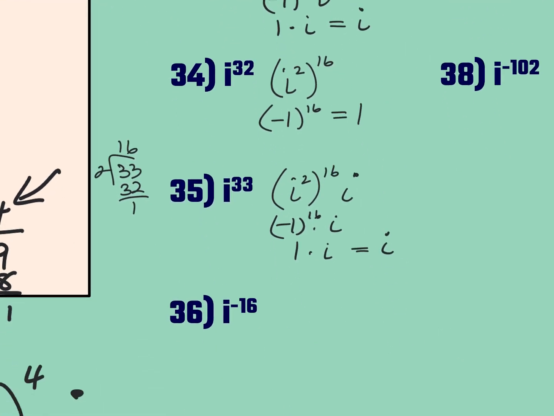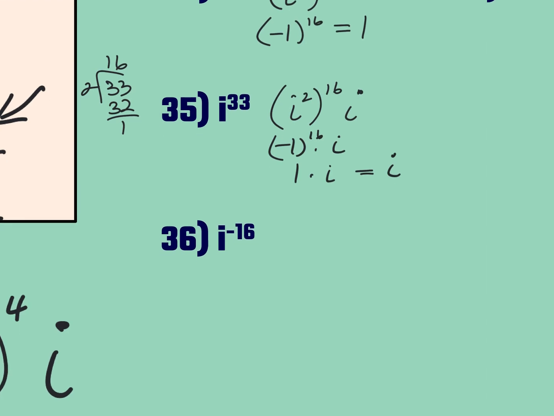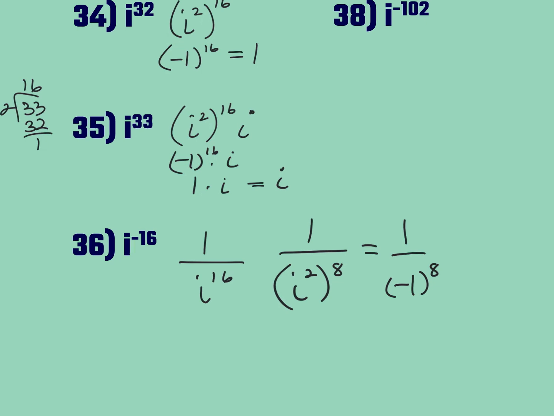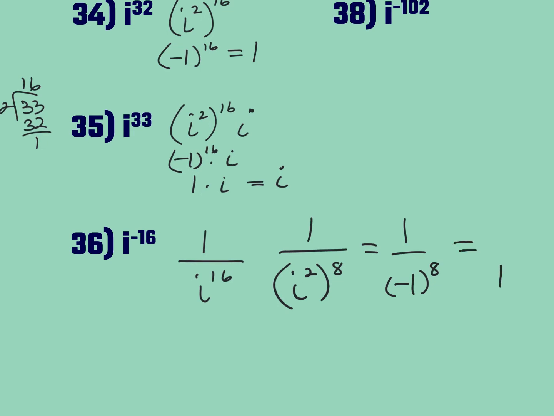Number 36. Negative exponent. Remember, reciprocal turns it into a fraction. So we're going to take the whole thing, put it underneath a 1 first. Now we're going to turn it into the i squared. So 16 divided by 2 is 8. Remember, power to a power, you multiply. And now this turns into a -1 raised to the 8th power. 8's an even number. So -1 to an even power is +1, 1 over 1, and this answer equals 1.